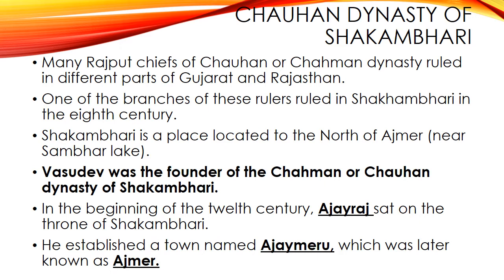Chauhan dynasty of Shakambhari. Many Rajput chiefs of Chauhan or Chahaman dynasty ruled in different parts of Gujarat and Rajasthan. One of the branches of these rulers ruled in Shakambhari in the 8th century. Shakambhari is a place located to the north of Ajmer near Sambhar Lake. Vasudev was the founder of the Chahaman or Chauhan dynasty of Shakambhari. In the beginning of the 12th century, Ajay Raj sat on the throne of Shakambhari. He established a town named Ajay Meru, which was later known as Ajmer.